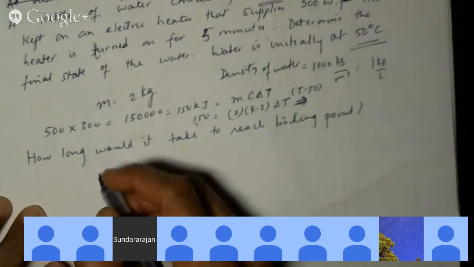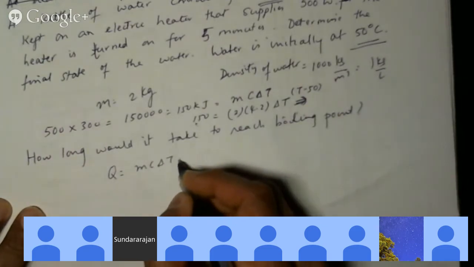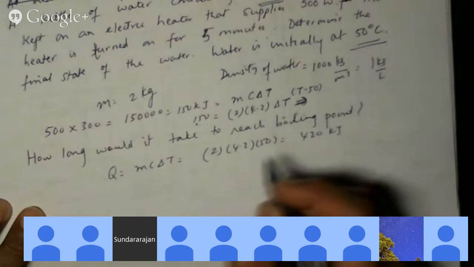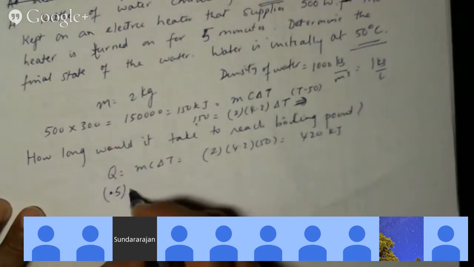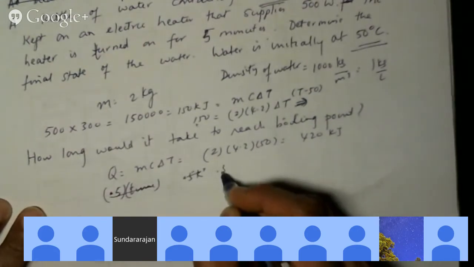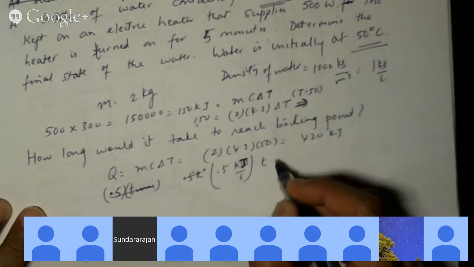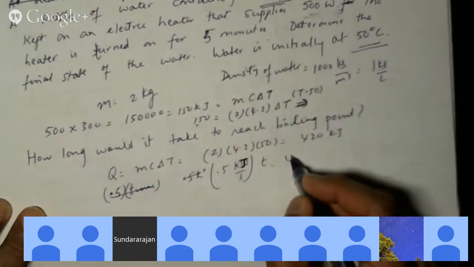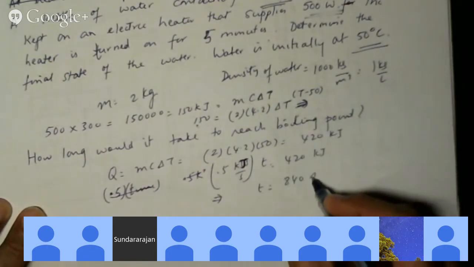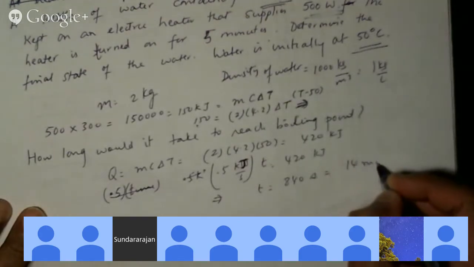Okay, so let's see. How much heat would it take to boil the water from 50 degrees? 420 kilojoules. So 2 times 4.2 times 50, right? Yes. And you're supplying at the rate of 0.5 kilojoules per second, or 500 watts, right? That should be 840 seconds, which would be 14 minutes. Is that what you said?